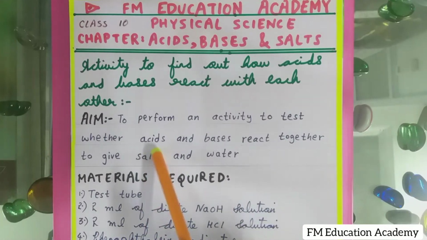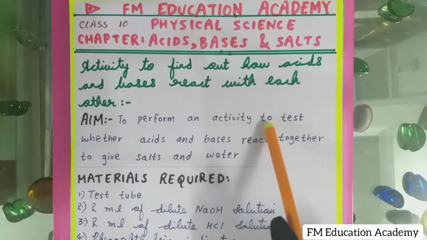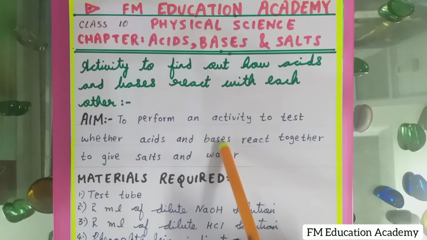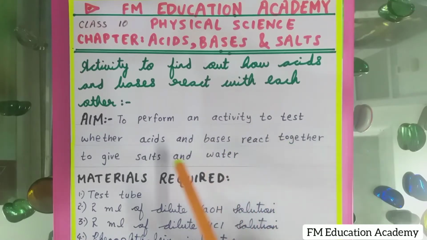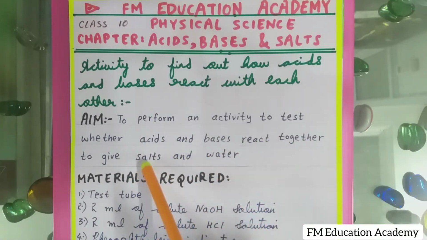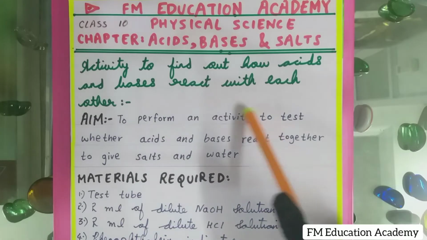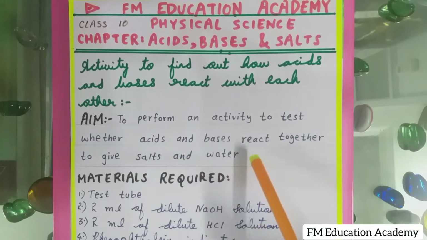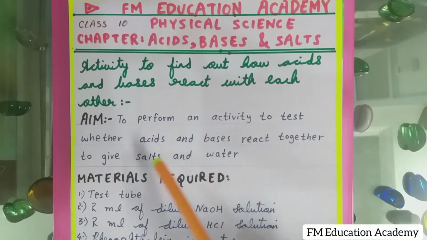So what is the aim of my experiment? To perform an activity to test whether acids and bases react together to give salt and water. That is, whenever acids and bases react together, we get salt and water on the product side. That is the aim of my experiment. I said, what will happen when acid and bases react together? When acids and bases react together, they form salt and water.